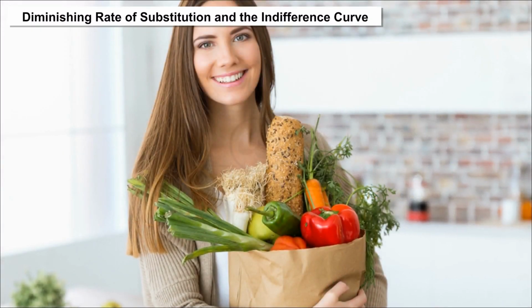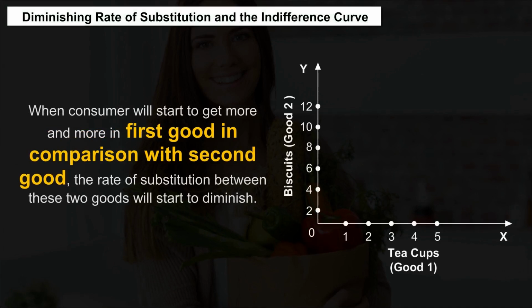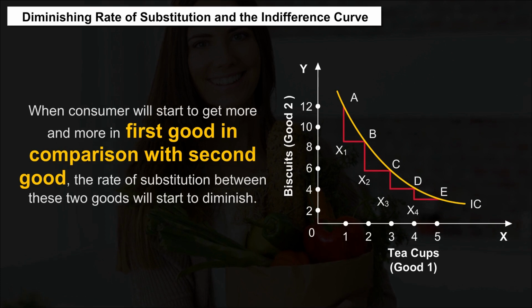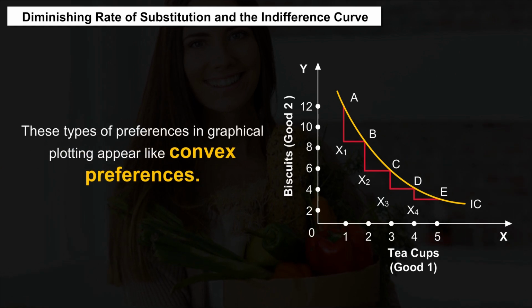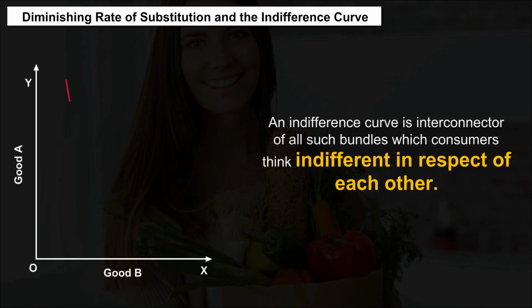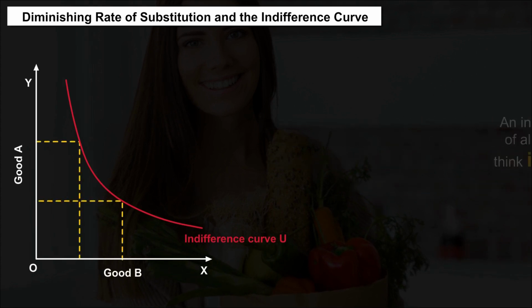Diminishing rate of substitution and the indifference curve. When the consumer starts to get more and more of the first good in comparison with the second good, the rate of substitution between these two goods will start to diminish. These types of preferences in graphical plotting appear as convex preferences. An indifference curve connects all such bundles which the consumer considers indifferent to each other.